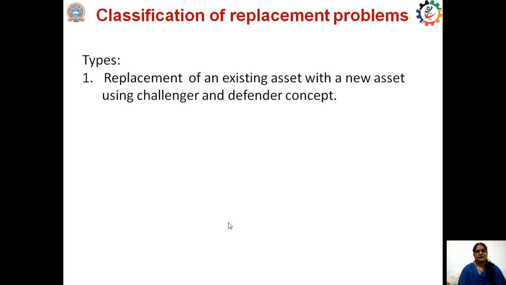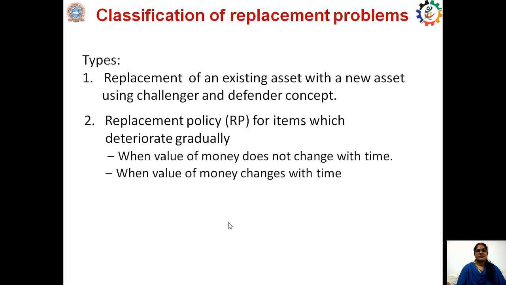Now let us see what are the types of replacement problems. There are three types. The first type is replacement of an existing asset with a new asset using the challenger and defender concept. Second, sometimes you find the term RP in the question paper. RP stands for replacement policy for items which deteriorate gradually, like equipment, machines. There are two types within this: when the value of money does not change with time, and when the value of money changes with time.